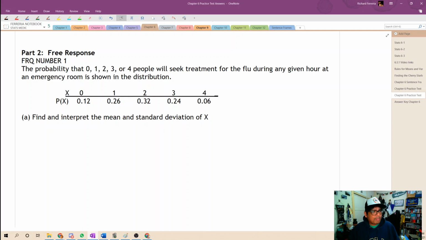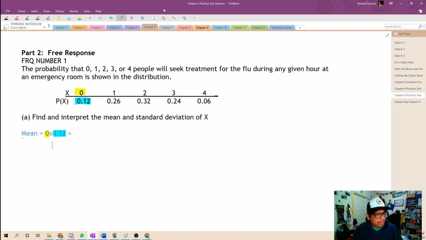We've got the probability that 0, 1, 2, 3, or 4 people will seek treatment for the flu during any given hour at the emergency room is given by this distribution over here. So it's a pretty standard distribution, and this problem actually is pretty standard. We're going to find, first of all, the mean and standard deviation of x. Now we've done this a few times in the previous videos.